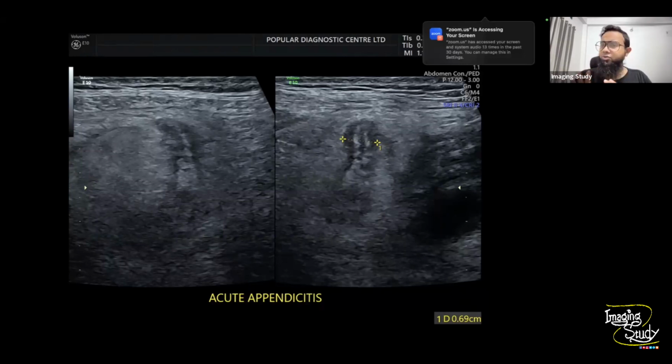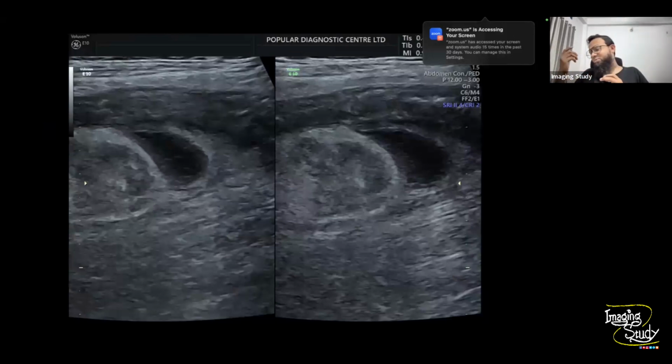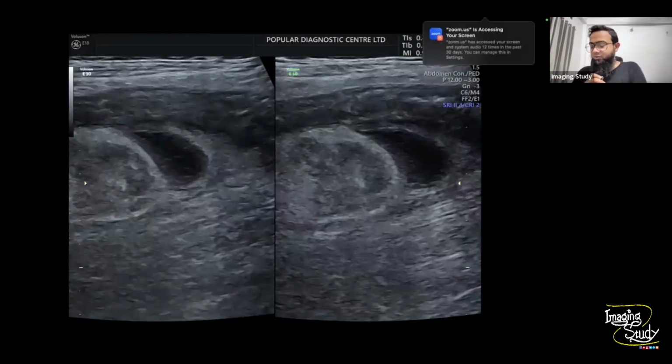So whenever you see a collection, just make sure you report it, because this collection may carry a significance related to perforation. Okay, so this is the inflamed appendix, and this is the thickened fat. In CT, we commonly say it, okay, ignore it. When I try to speak a lot, I make some mistakes, so whatever. So we call it fat stranding in CT, okay.